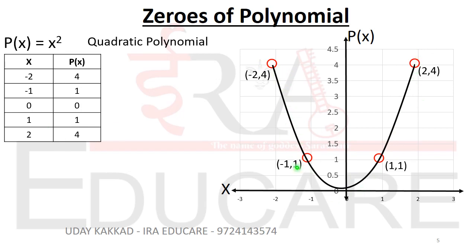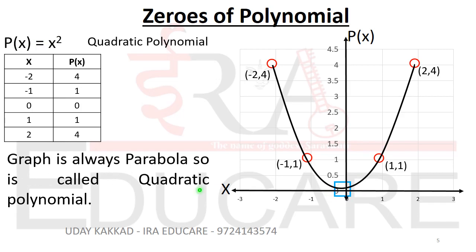So this is called a parabola. The curve is called a parabola. This shape is called a parabola, nothing else. Okay? And this is the zero of the polynomial. The graph is going to cut or intersect the x-axis. This is called a zero. You can see that putting the value 0, p of x becomes 0. So that's why it is the zero of the quadratic polynomial, right? The graph is always a parabola, so it's called a quadratic polynomial.